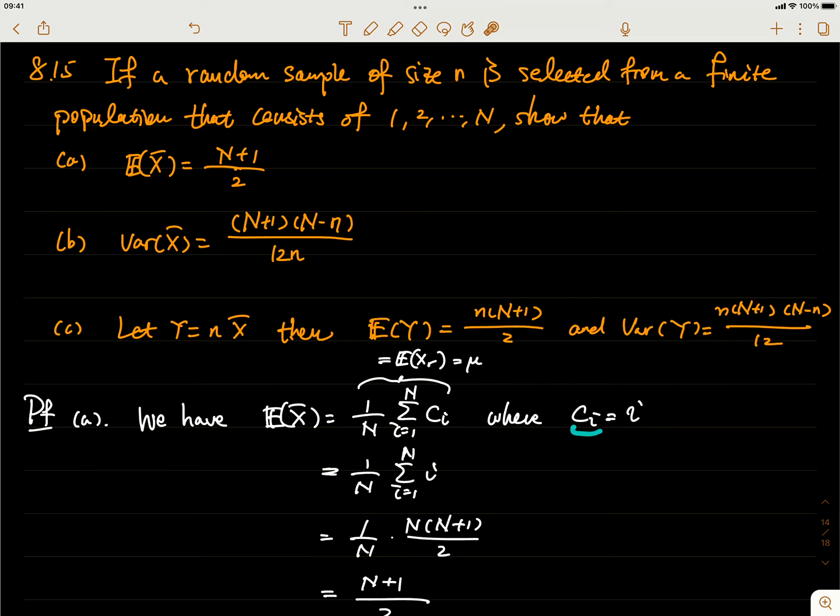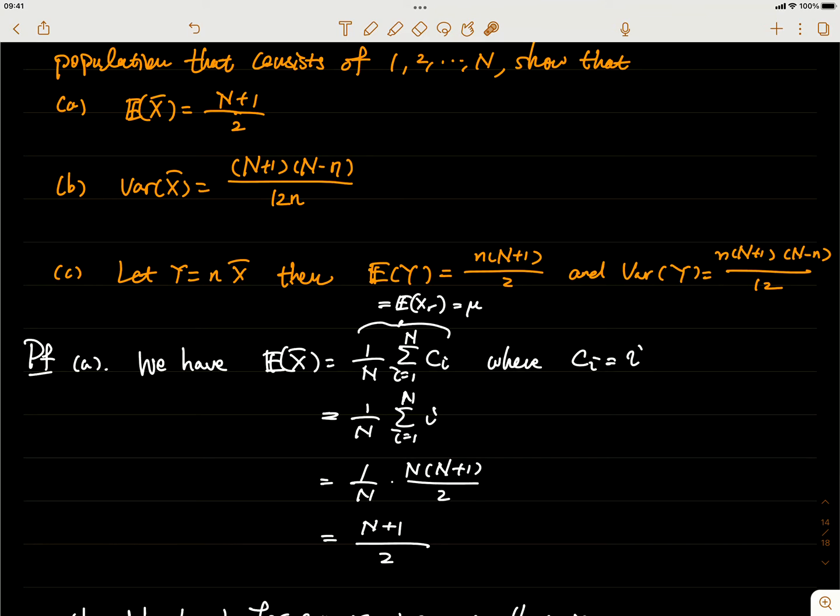Remember that the CI is the ith term in the population, but the population is just a bunch of numbers, 1 through N. So the CI is just the number I. So you take the average of those, it's just 1 over n times the sum of the CIs, and the CI is just equal to I. So the sum of the I's is equal to this guy here. And here you have the 1 over n again, just copy down below. Then you make the product of these two, and you can see that n cancels. So you just have half of n plus 1. That is the expectation of every one of these, and also the expectation of the sample mean. So that's how we get part A.